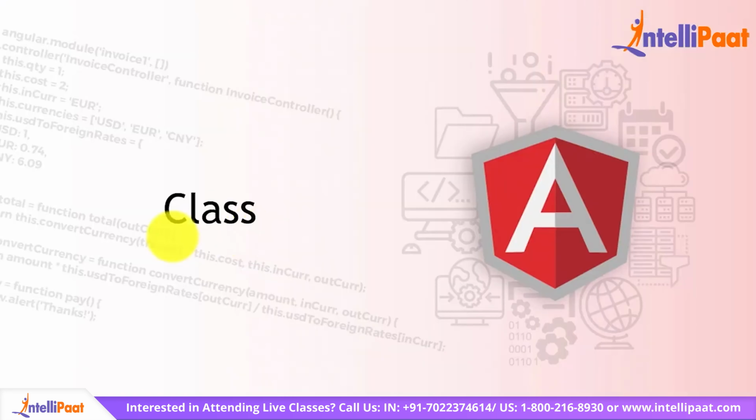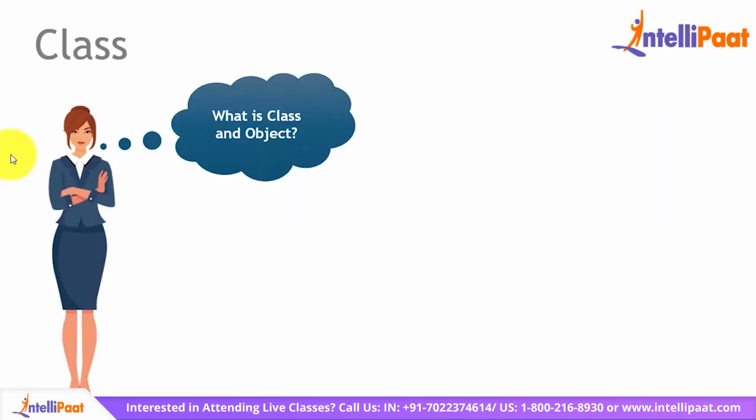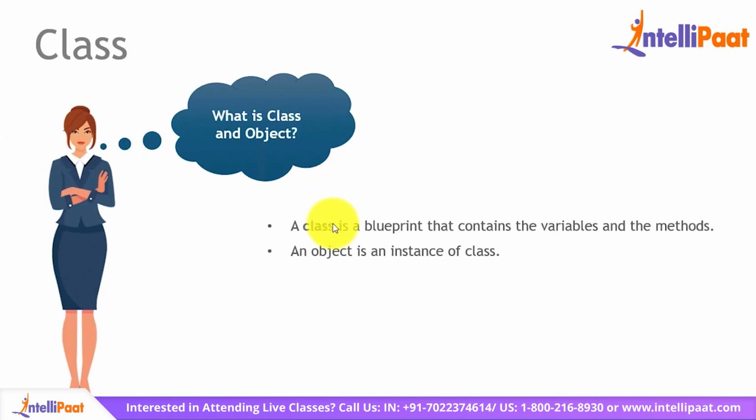We are going to talk about the fundamentals of the same as well as the implementation in your TypeScript code. So let us start with the very first thing: what is an object and a class. The definition says, a class is a blueprint that contains the variables and the methods, whereas an object is an instance of a class. So let me elaborate these two lines more with an example.